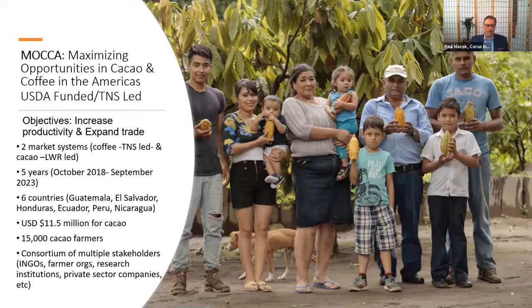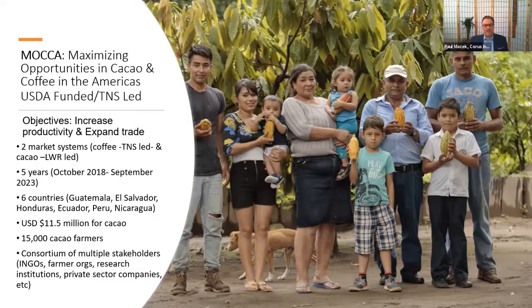It's a 5-year program slated to end in 2023. You've seen the countries, the budget for cacao is approximately 11.5 million. I'll talk a little bit about how we're using those resources. And we're currently reaching about 15,000 farmers, and we're hoping to grow by the end of the program to reaching a total of 20,000 farmers.